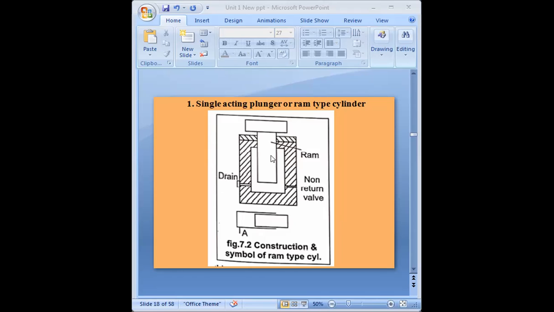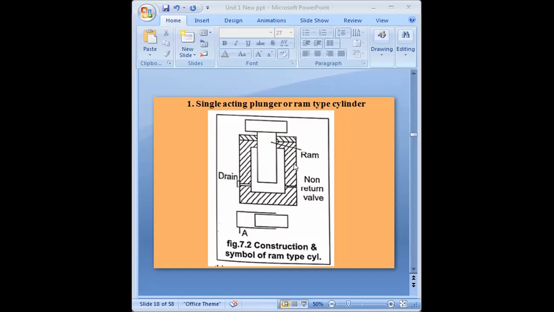the ram itself will act as your piston. The piston itself is big and has a uniform diameter. This construction also helps avoid buckling of the piston rod due to bending load. Here the ram is a single unit. And the common example of this ram type cylinder is the jack cylinder.